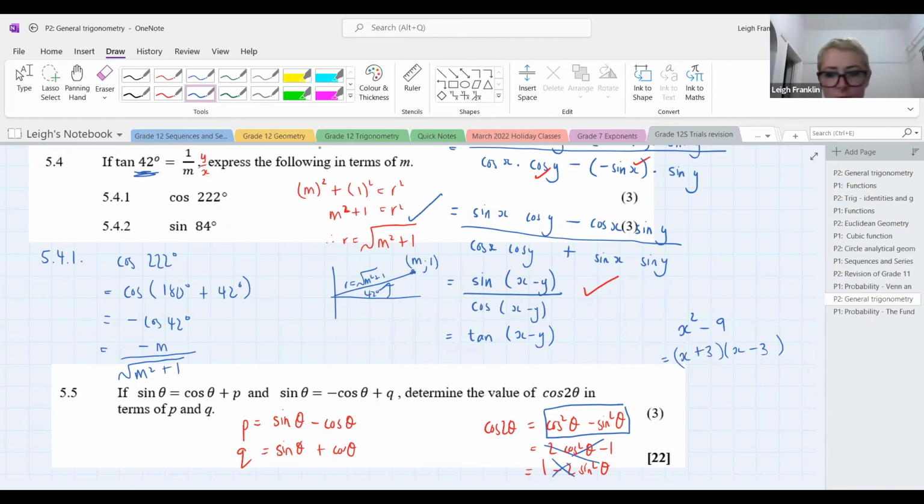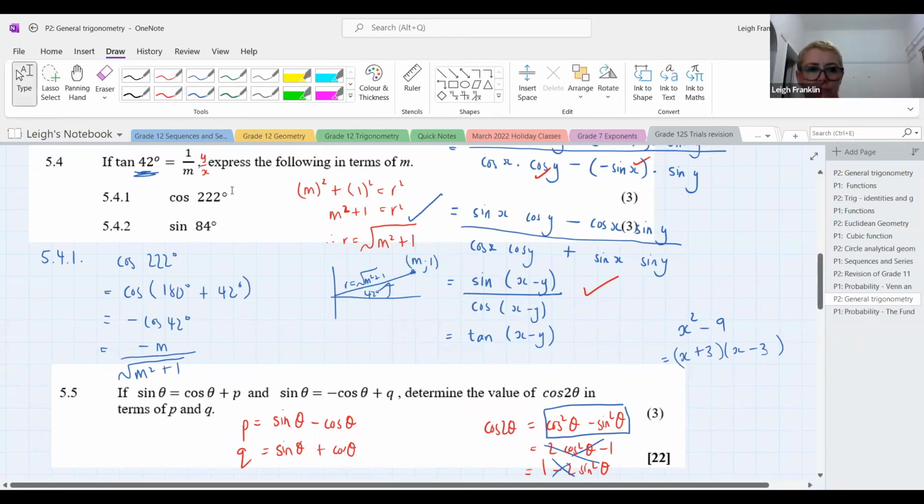Okay, 5.4.2. Sorry, I'm just mindful of the time here. They've asked us to calculate the sine of 84. So what's the relationship between 42 and 84, guys? Exactly, it's double. So now we have to start thinking double angles.